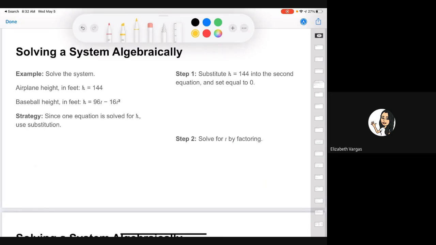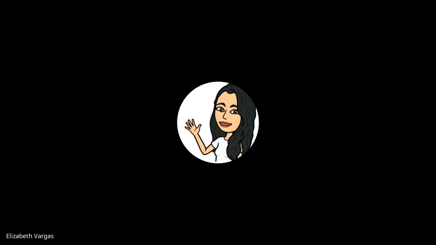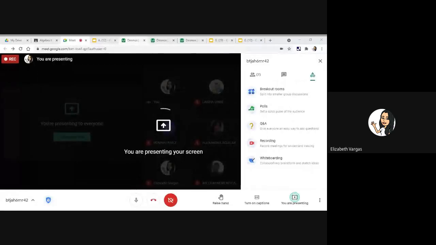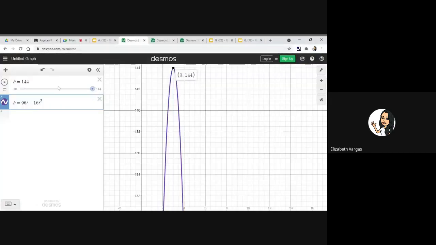So let me share this with you. I'm just going to do my window because I'm not 100% sure which one. Okay, so here is me graphing both of those expressions. The first one said h is equal to 144. The other one said h is equal to 96t minus 16t squared. Okay, our point of intersection is going to be where those 2 intersect.